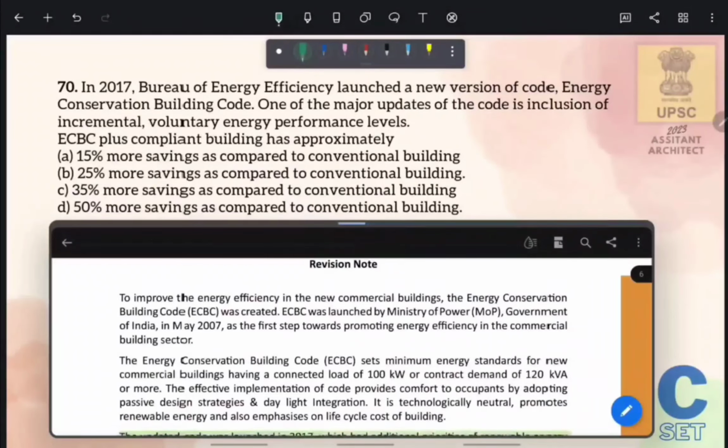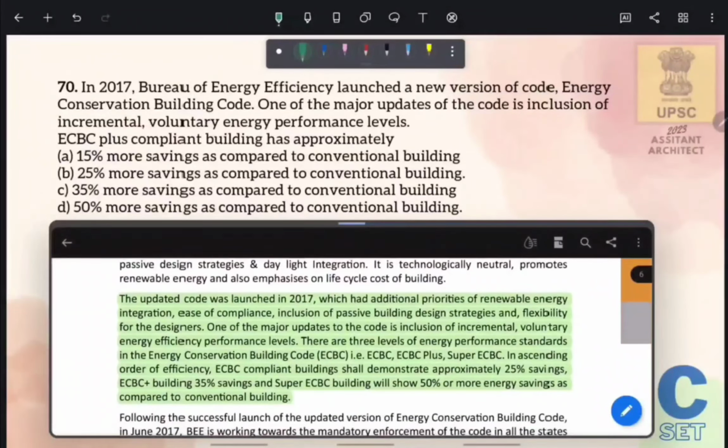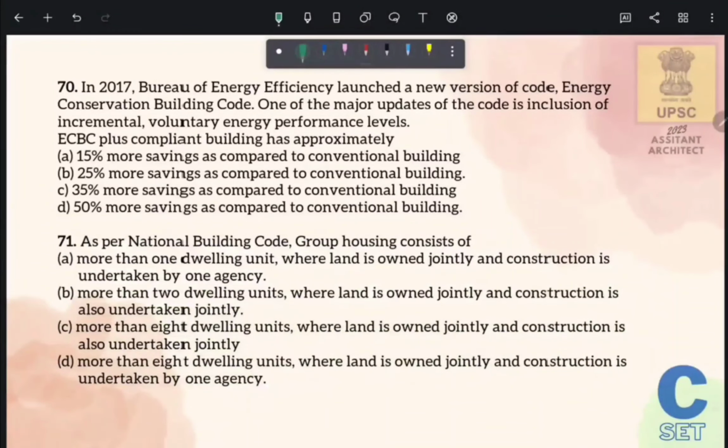In its revision note section, you can see that ECBC plus building should demonstrate 35% savings as compared to the conventional buildings. Therefore, the correct answer of this question is option number C, 35% more savings as compared to conventional building.